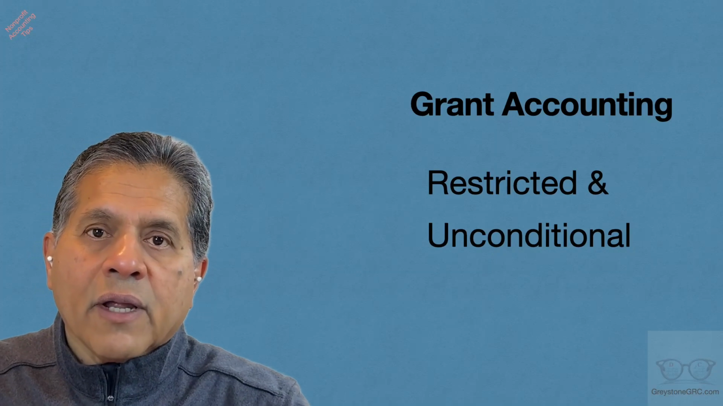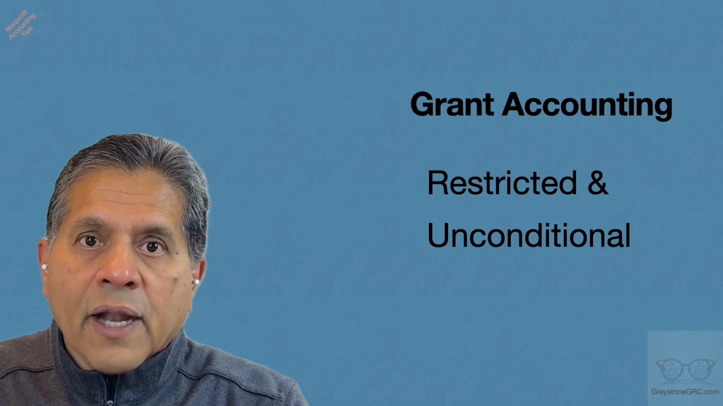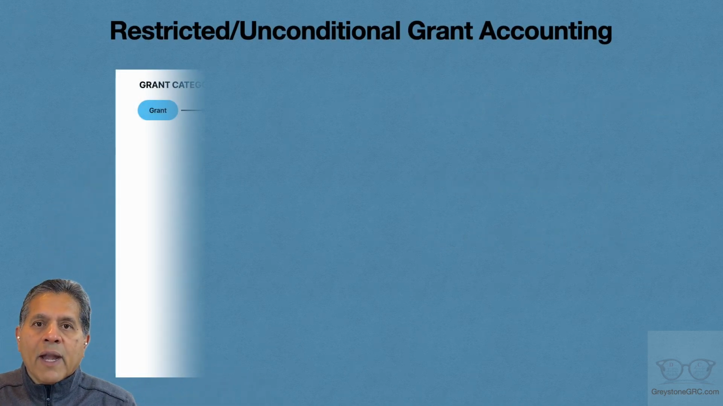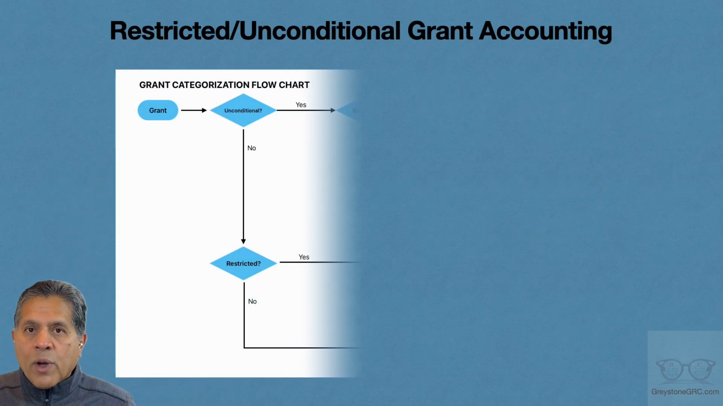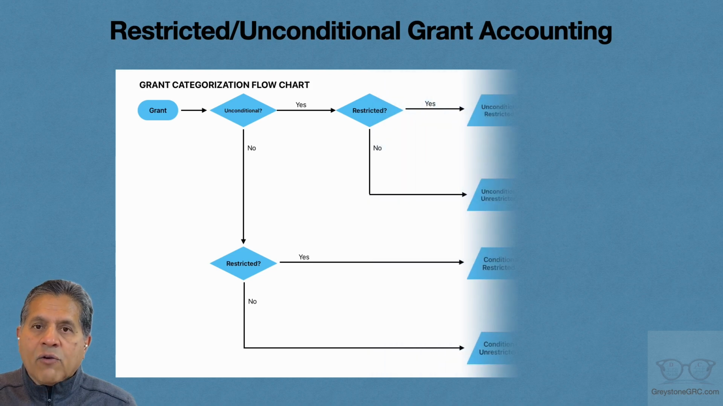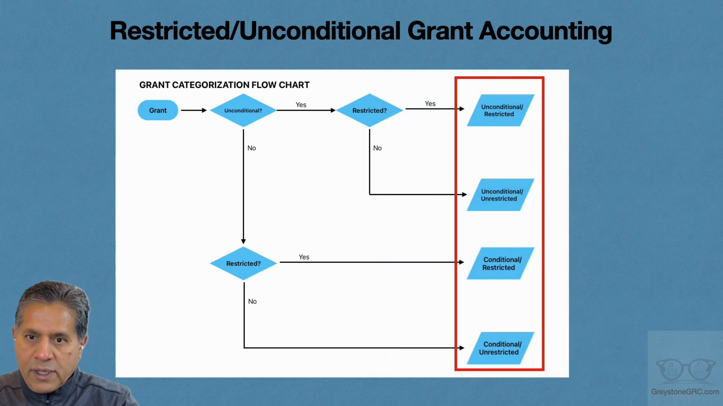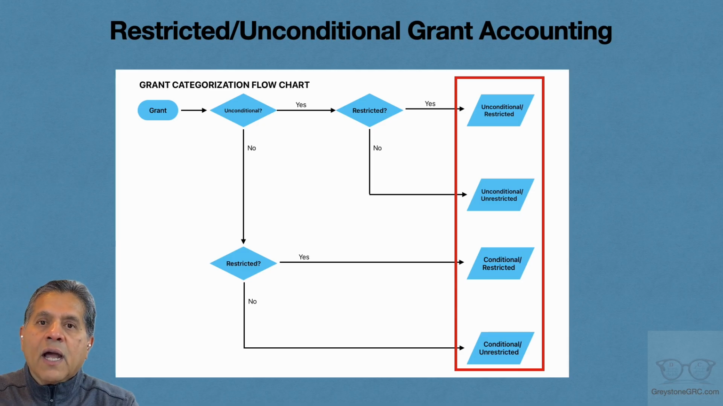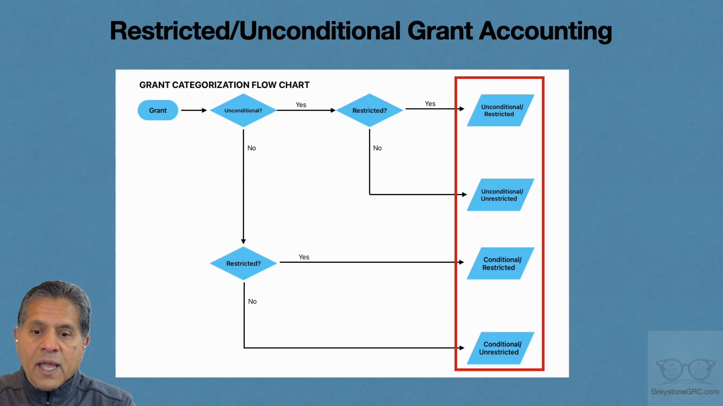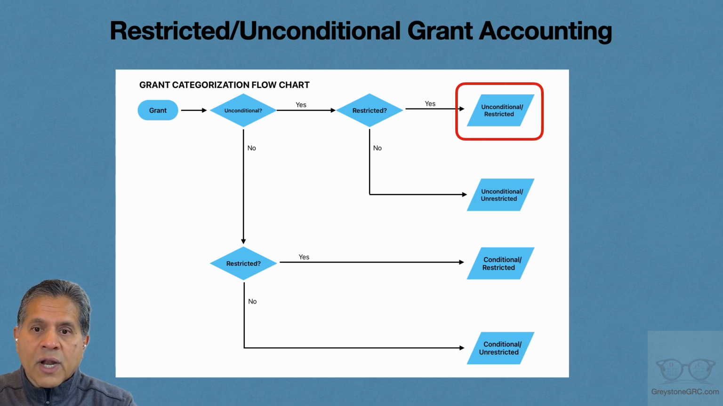Welcome to Grant Accounting for Restricted and Unconditional Grants. In our previous video, we talked about how to classify every grant into one of four categories. These are the four categories on the extreme right that you see here. They include unconditional restricted, unconditional unrestricted, conditional restricted, and conditional unrestricted. In this video, we're going to focus on unconditional and restricted grants.